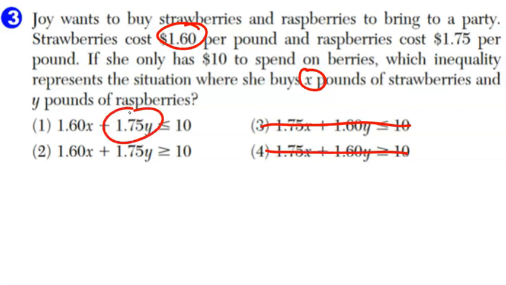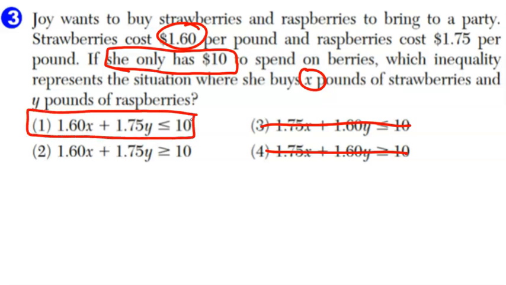Now the next thing we notice is that these numbers are exactly the same. So really all I need to focus on are these items. Those are the only other things that differentiate option 1 from option 2. So we're going to focus on the statement that says she only has 10. So she cannot spend more than 10, so she can only spend less than or all of the 10 that she has.